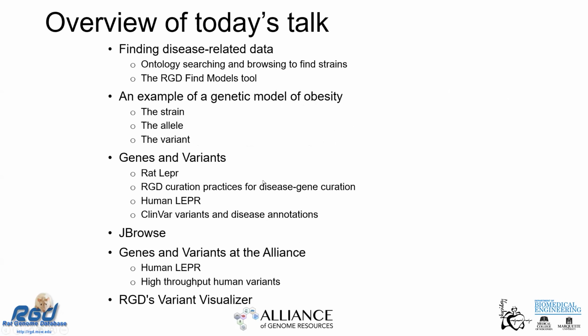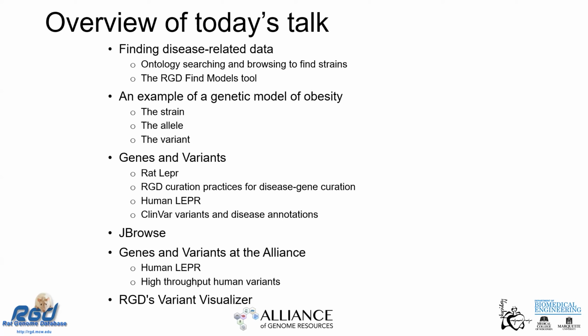And there we go. Okay, so just to give you an overview of what I'm going to talk to you about today, I'm going to talk about finding disease-related data in RGD. So I'm going to talk about ontology searching and browsing to find strains, and then our RGD find models tool, which is also a strain search tool. And then we're going to look at an example of a genetic model of obesity.